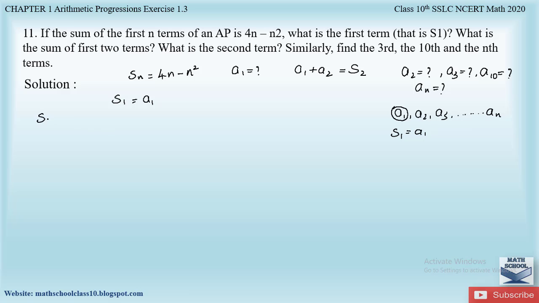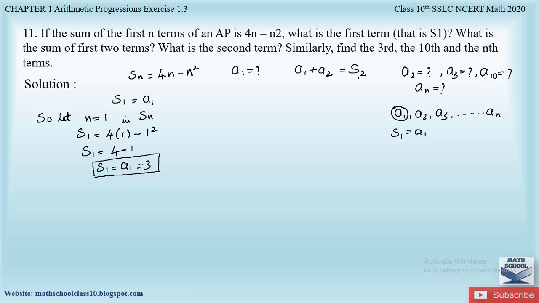Let us write down n equal to 1 in Sn. So we will get S1 is equal to 4 into 1 minus 1². Substituting n equal to 1 in the equation Sn, S1 is equal to 4 ones are 4 minus 1, or S1 is equal to a1, the first term, that is equal to 3. So we got the first term as 3.